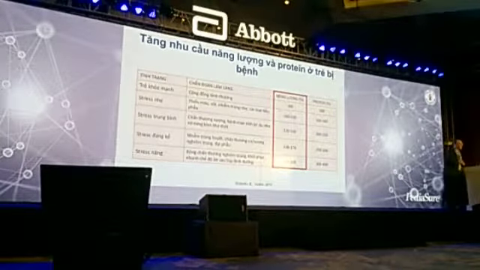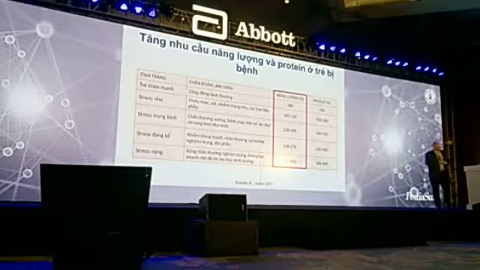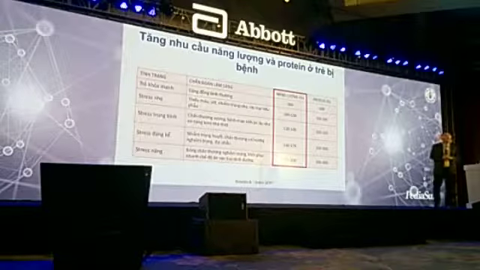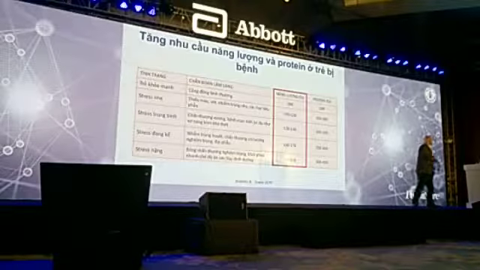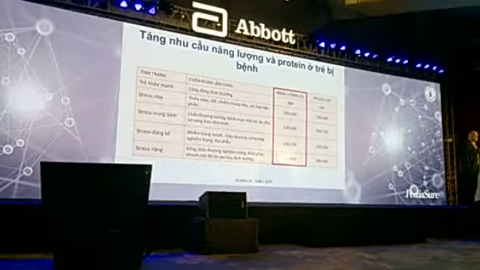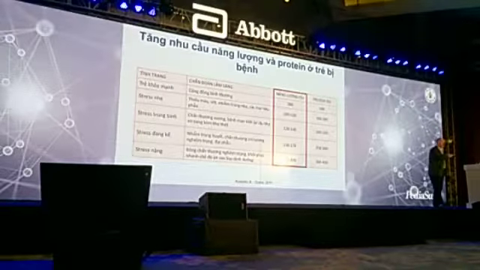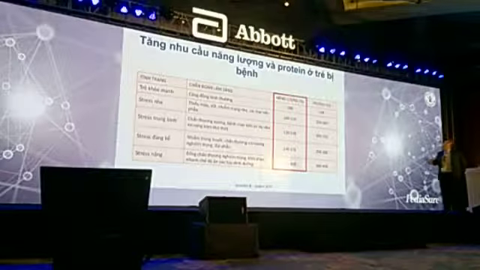Now, this is an important slide because we all know that if a child is very sick and he is in the intensive care unit, he needs more energy, he needs more protein. But it's not only this. Even if a child comes to you with bronchiolitis, okay, even if a child comes to you with pneumonia, and of course if he comes to you with diarrhea, he has different requirements.